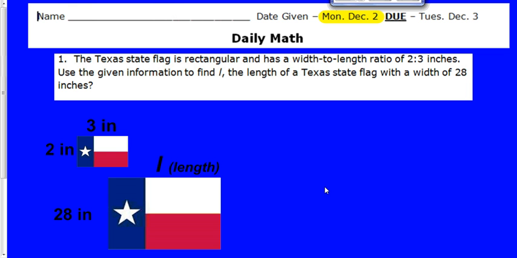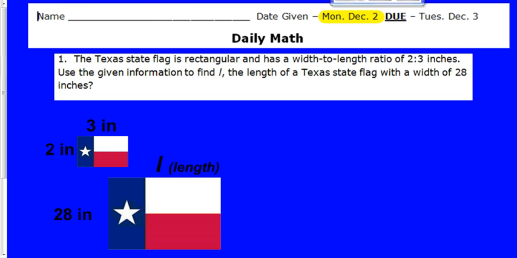Once I have my picture labeled with what I know, here's my Texas flag that is 2 inches by 3 inches, width to length. Width is our short side versus our long side. Then we have a bigger one, where I want to know the length of a Texas flag with a width of 28. So I need to set up a proportion table.